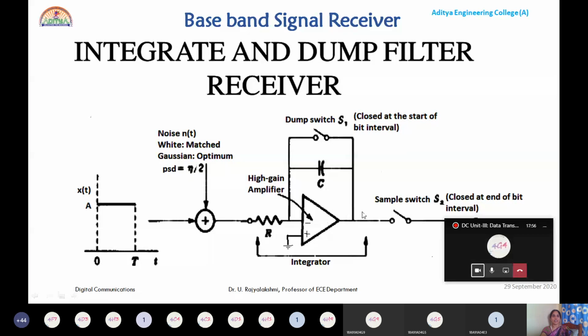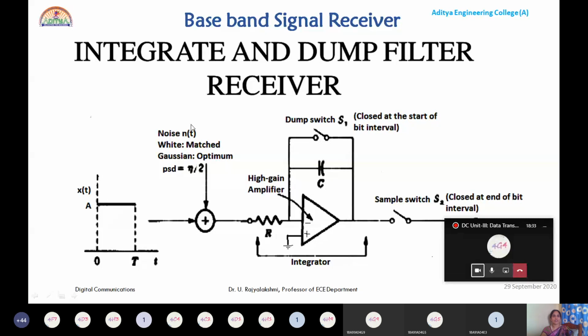Then what next? At time interval T, the sample switch S2 is closed. Once it is closed, whatever the integrated data is will be fed to the output section, to the decision device. Actually, we use a decision device at the output here, and the corresponding integrated data will be fed to the decision device. So this is a general receiver section used for evaluation of baseband signal.